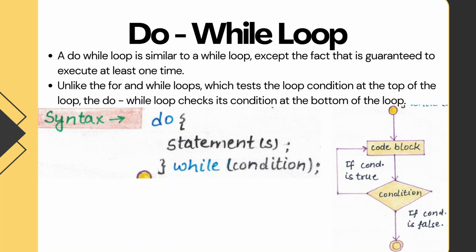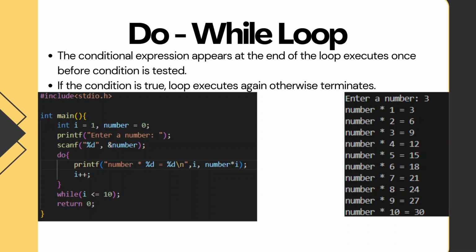First, the code block is executed by giving the input, then the condition is checked. If the condition is true, the code block is executed again, or if the condition is false, the loop is terminated. The conditional expression appears at the end of the loop, so it executes once before the condition is tested. If the condition is true, the loop executes again, otherwise it terminates.